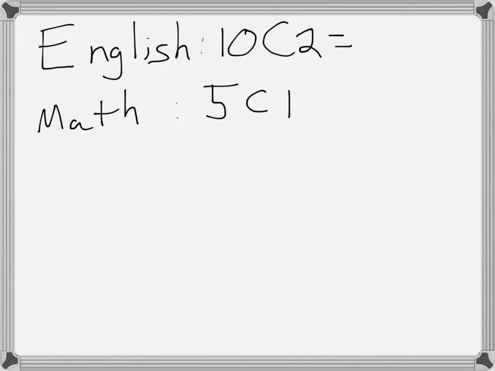is 5 choose 1. And we should be able to do this one in your head. If you've got 1 class to choose and you've got 5 options, well, 5 choose 1, there's 5 ways to do that. That should make sense, I'm hoping.